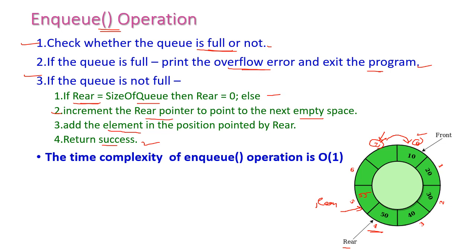Okay, first we need to check whether the queue is full or not. If the queue is full, then an overflow message should be displayed and exit. If it is not full, check whether the rear reached the last pointer, and then we need to reset the rear pointer to the initial position. Otherwise, the rear pointer should be incremented, and here we have to insert our new data item.